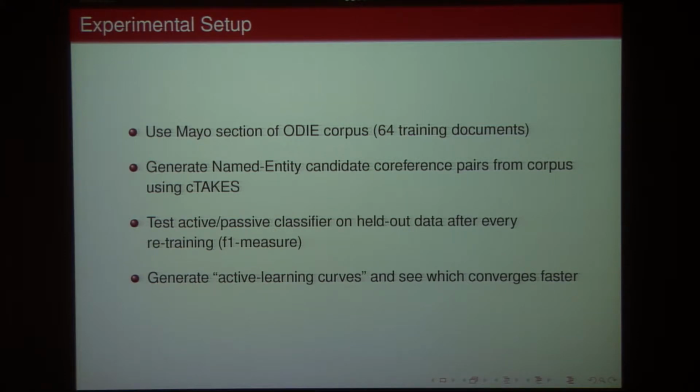So we took from the OD corpus the notes from the Mayo Clinic section, and there's also some notes from the Pitt section, but we found that they were actually fairly different. So we just wanted to not worry about domain adaptation, just focus on the set of the corpus that was the same. We generated the candidate coreference pairs using cTAKES, and then we tested both the active learning and the passive learning classifiers on held out data after every single retraining. And then we generate the active learning curves, which you were introduced to in the previous talk.